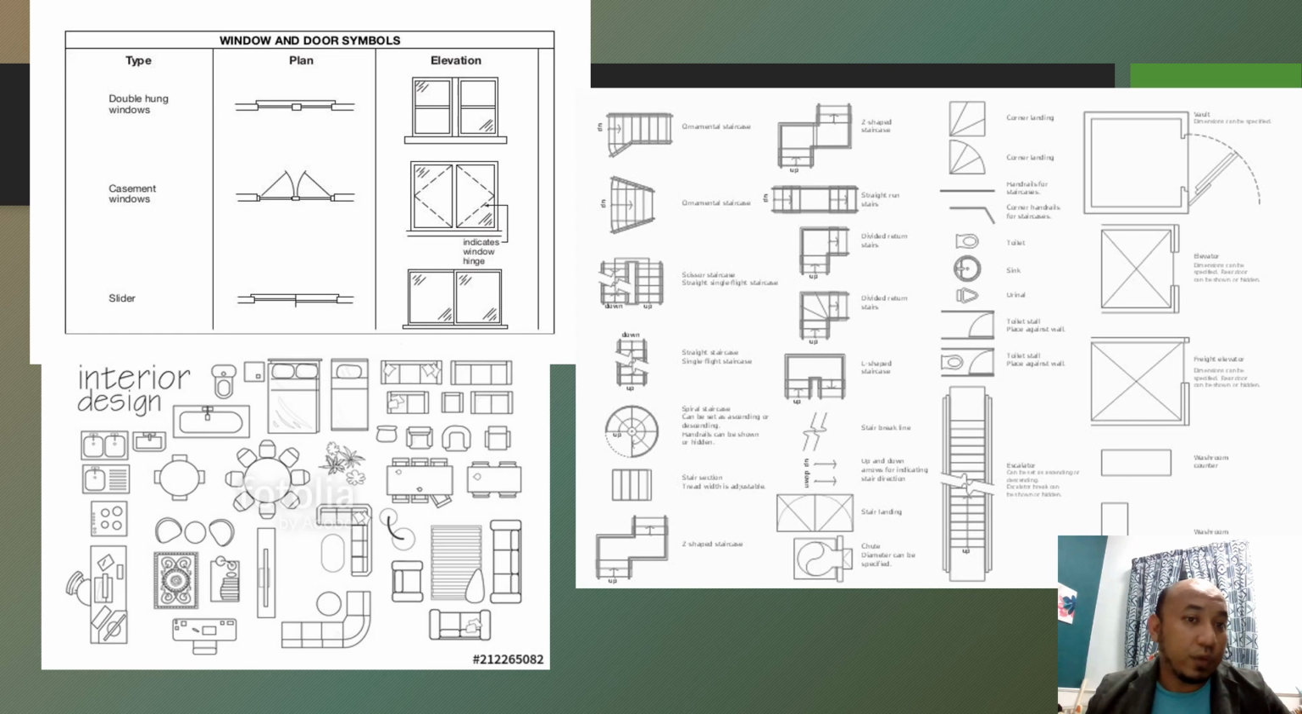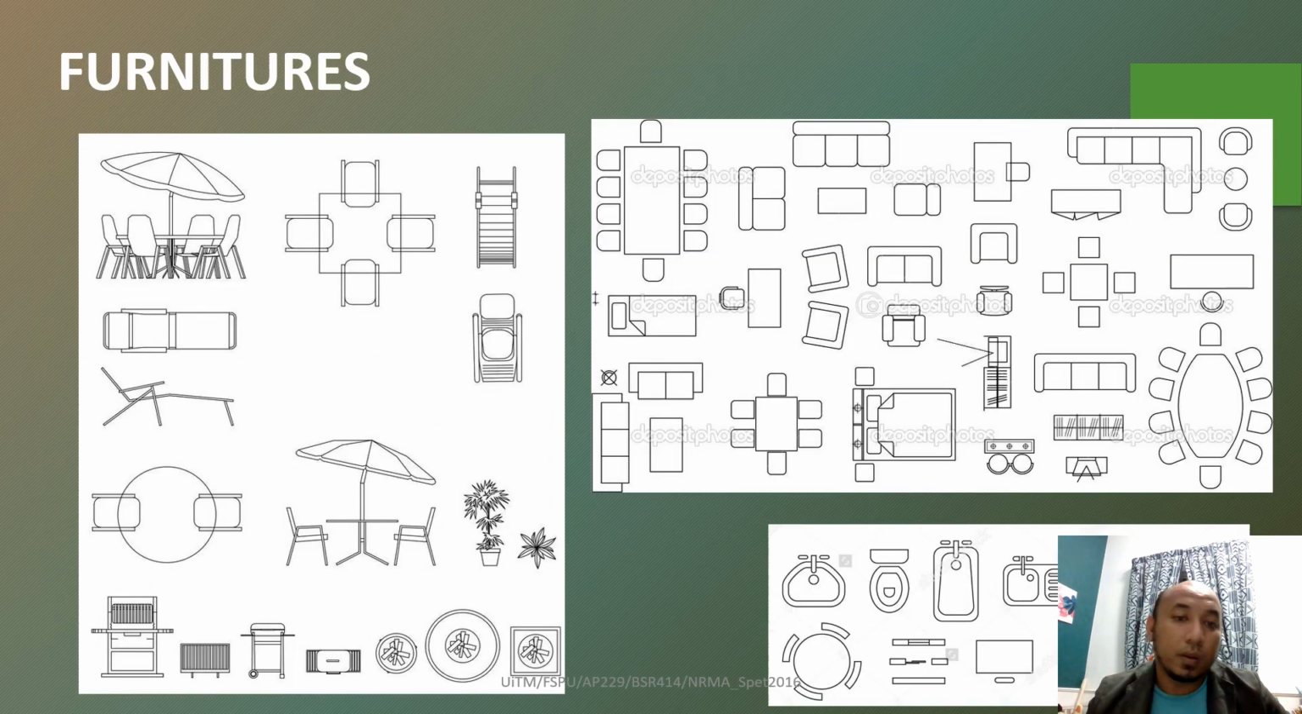And then another symbol is window, interior furniture in the building, and then the staircase. There are many types of staircase that you must know. And then sanitary furnitures: WC, bathtub, sink, urinal, and so on. And other furniture such as sofa, TV rack, bed, and so on. Including the sanitary furnitures, which involve the toilet, they are categorized as furnitures.